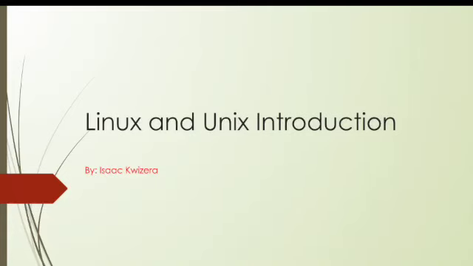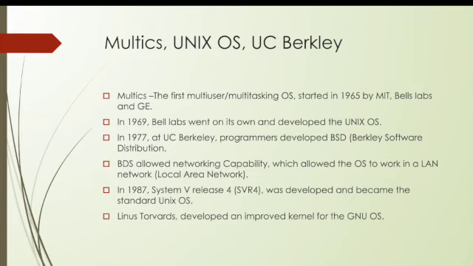So we're going to go over the Linux and Unix operating system introduction. We're going to start with Multics and the Unix operating system. The first multi-user, multitasking operating system was called Multics, and Multics started in 1965 by MIT, Bell Labs, and GE. And in 1969, Bell Labs decided to go on its own and developed its own Unix operating system.